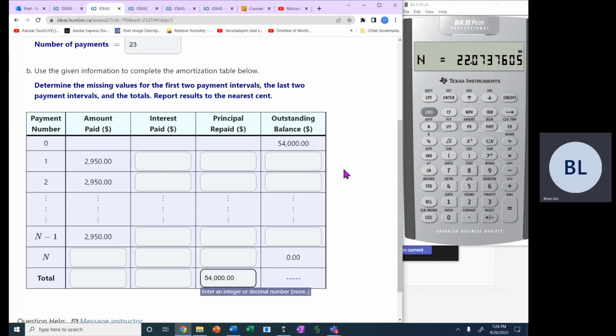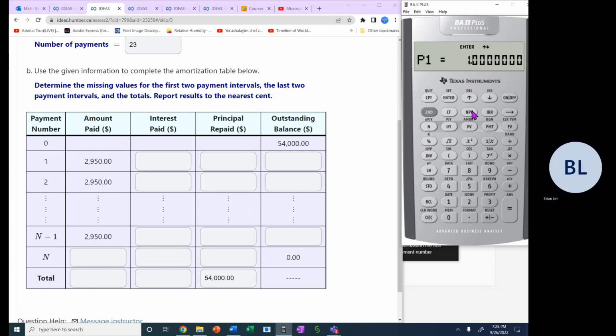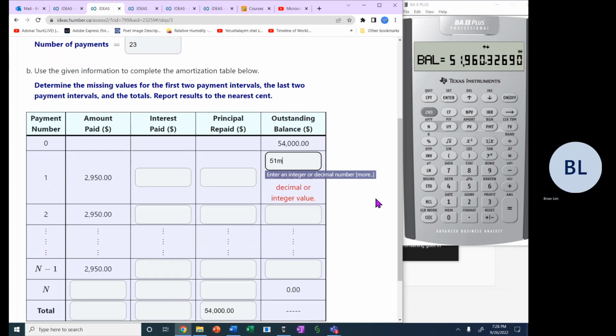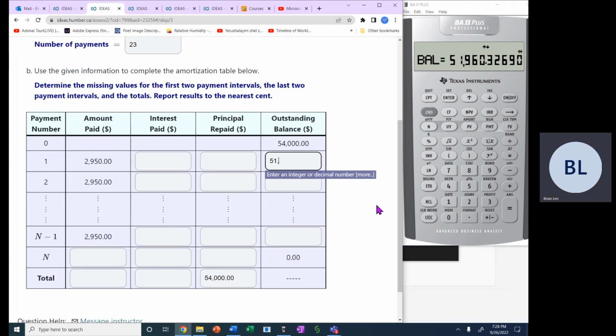Okay, so let's go now to the amortization menu. For that, we click second PV, and there in the amortization, the first payment is payment number 1. So P1 is 1, we can enter it, 1, enter, and we can see P1 is equal to 1. And P2 is also equal to 1. Now the balance remaining goes in here, so that's $51,960.33.